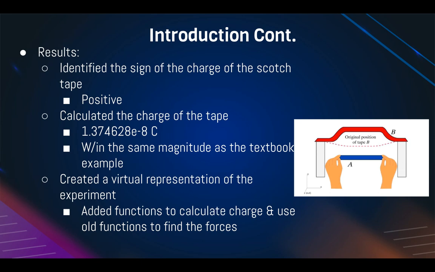Here are my results. I identified the sign of the charge of the Scotch tape to be positive. When I calculated the charge of the tape, I got 1.374e-8 coulombs, which was within the same magnitude as the textbook example. And I created a virtual representation of the experiment by adding functions to calculate charge and using old functions from previous labs to help find the forces.